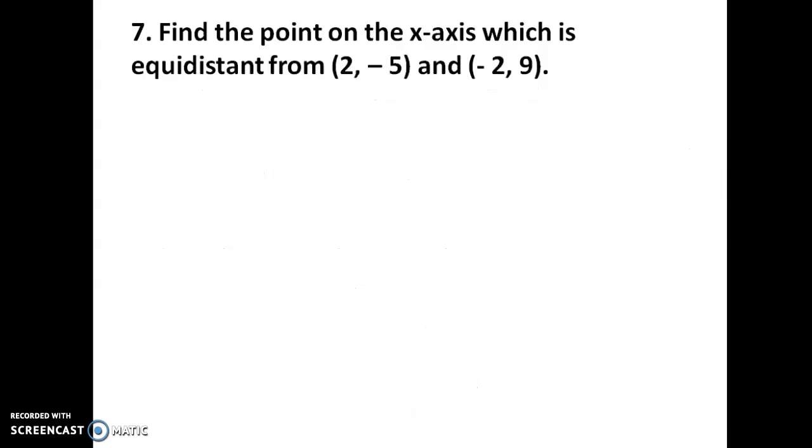The next problem, find the point on the x-axis which is equidistant from the two given points. So on the x-axis, you have one point which is equidistant. Equidistant means the distance between this point and these 2 points are the same. Then only you will call it equidistant.